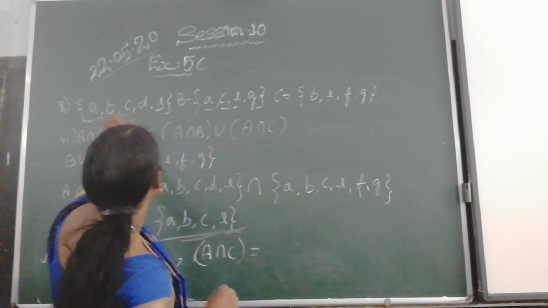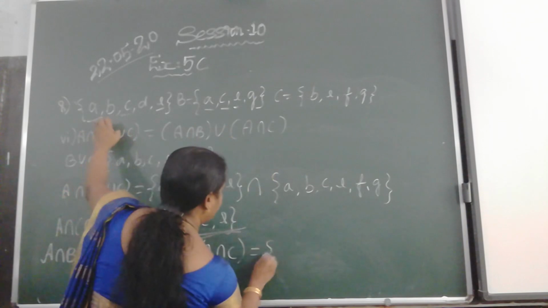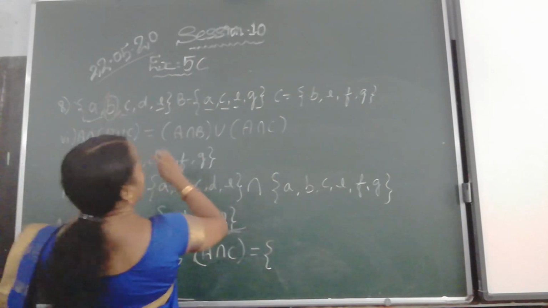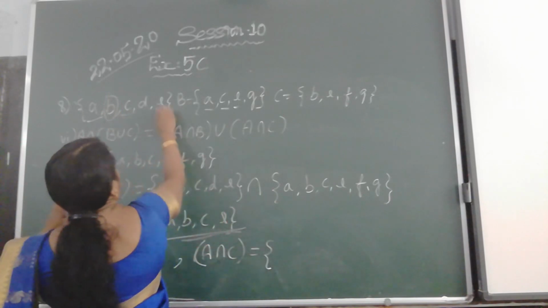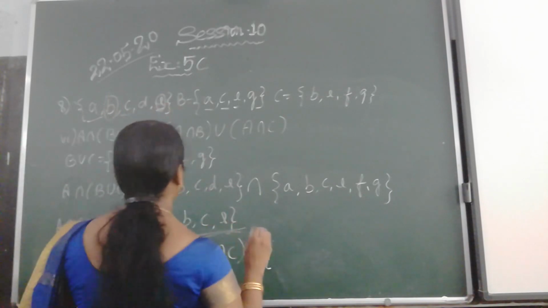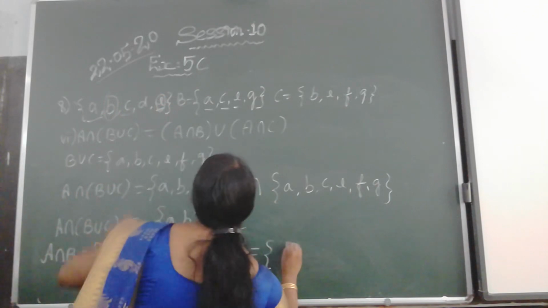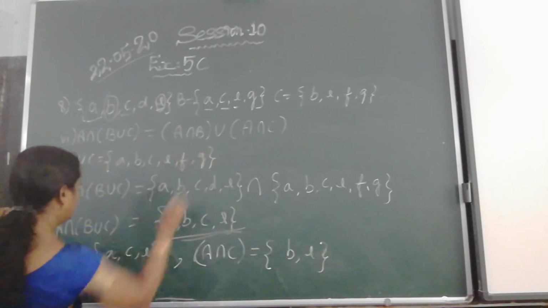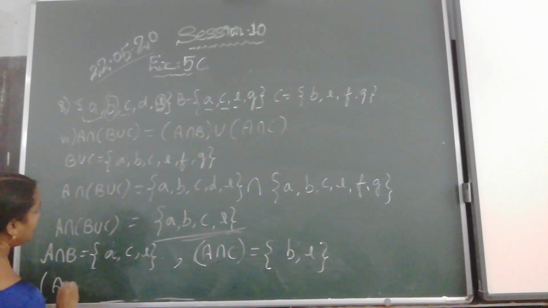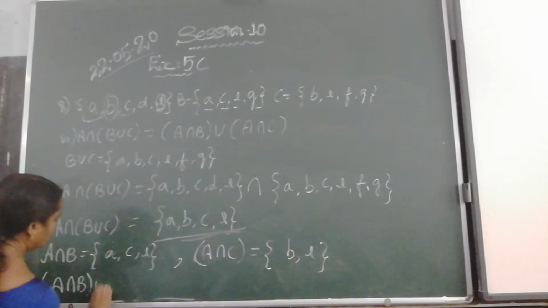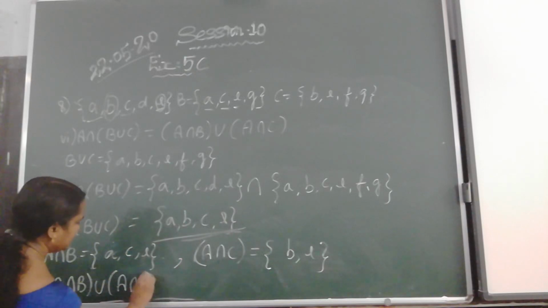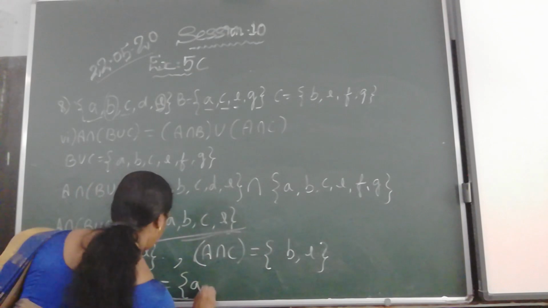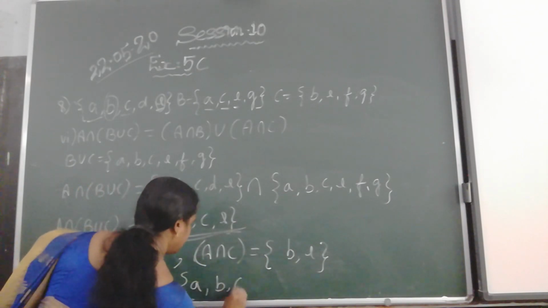A intersecting C means A and C we have to compare. Which is common? B is common and E is common. The next and last part they told us to find is A intersecting B union A intersecting C. Union means everything which is there, so we read A, B, C, E.